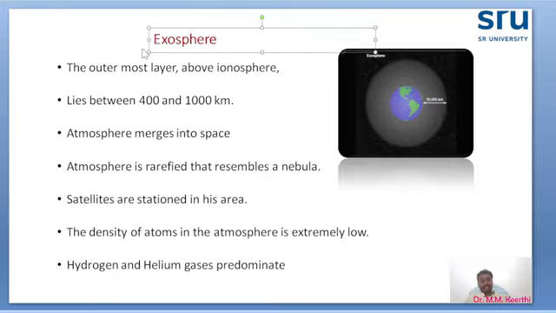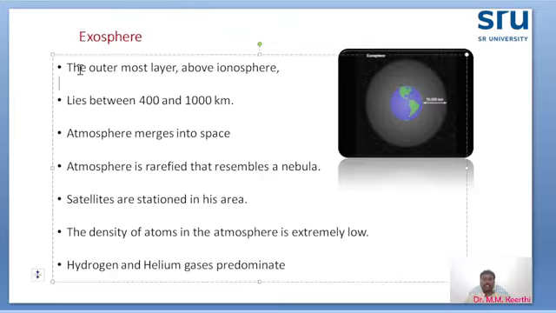And the last layer is the exosphere. This is the outermost layer above the ionosphere. It lies between around 400 to 1000 kilometers. In this exosphere, the atmosphere is merging into the space. It resembles a rarefied nebula.